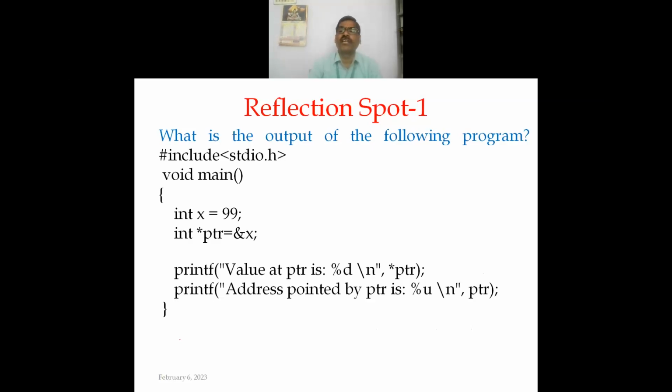Yes. So what are we doing here? We are declaring an integer variable and assigning the value 99 to x, and then we are storing the address of x into ptr. Then we are printing the value of x through this pointer. We are accessing the value of x through this pointer, star ptr. So what is it going to print? It is going to print 99. Fine, right? So if you are able to answer this question, you can go further.